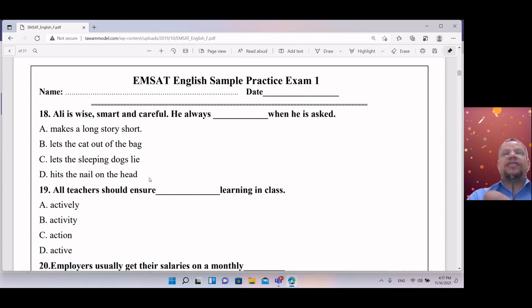Hits the nail on the head? Yes. Hits the nail on the head means concentrate on the answer and answer well. When he's asked, he answers well. That's perfect. So the last one is an idiom: hits the nail on the head, when someone asks you a question and you answer very well. No need to expand the answer, no need to add more answers. Your answer is perfect and complete. So it means you hit the nail on the head.